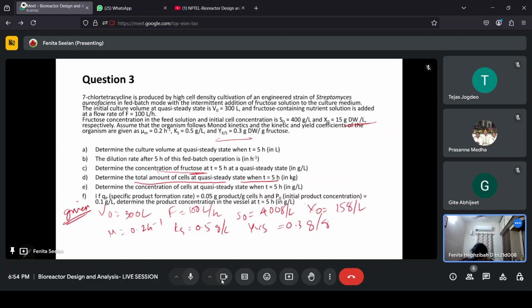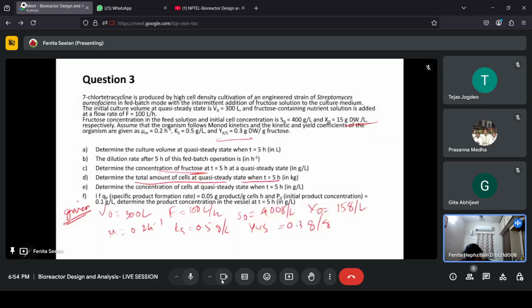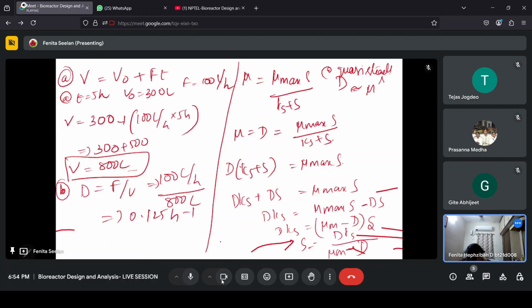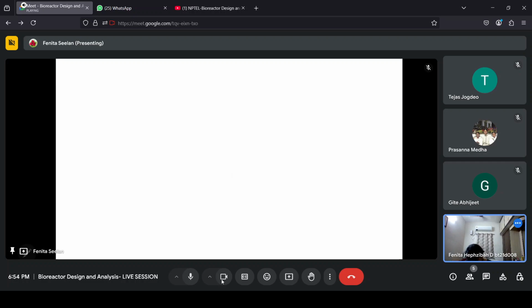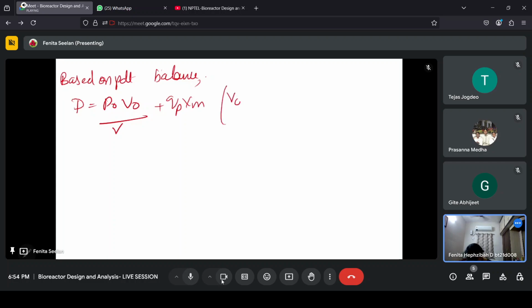This is about product, and I hope you have gone through the lecture videos to understand how this formula has been derived. I'm not going to derive it again. Based on our product balance, which is done in your class sessions, P is P naught V naught by V plus QP into XM V naught by V, and in terms of quasi-steady state, the term D is also included.